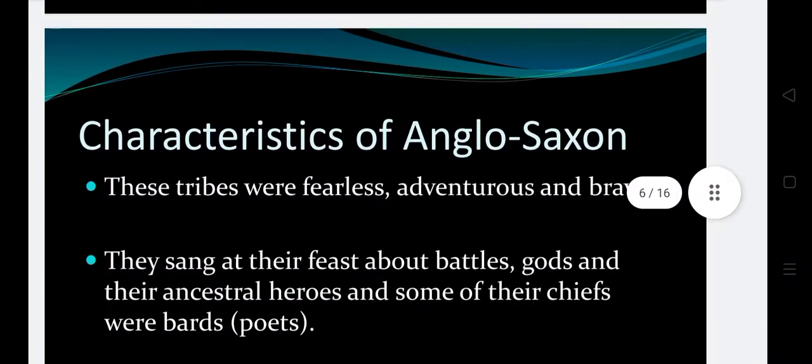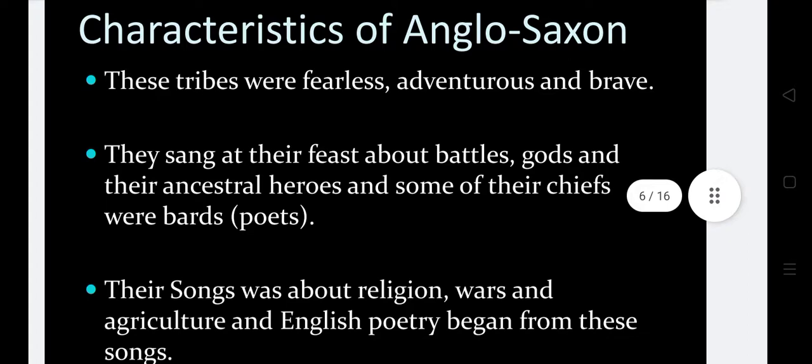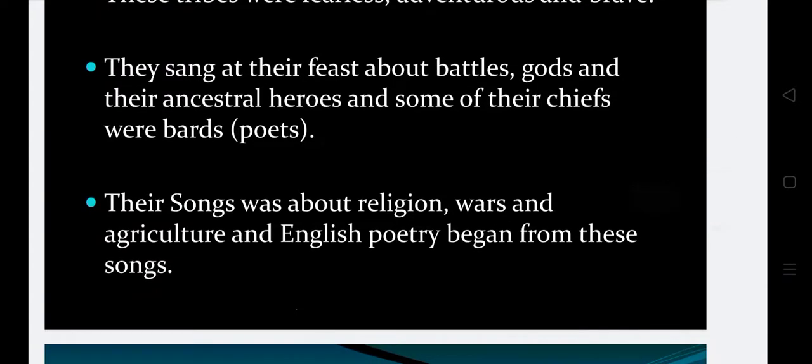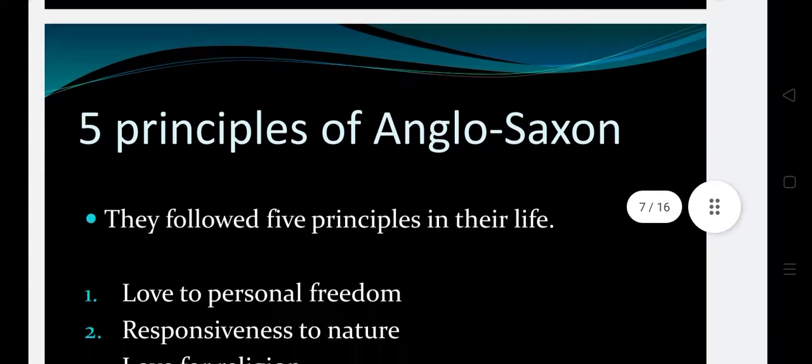A characteristic of the Anglo-Saxons is that these tribes were fearless, adventurous, and brave, and they sang at their feasts about battles, gods, religious themes, their ancestor heroes, and their chiefs. Their poets were known as bards, and their songs were about religion, war, and agriculture. English poetry began from these songs.